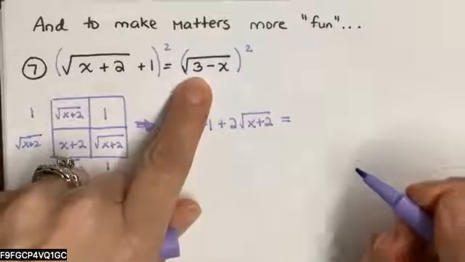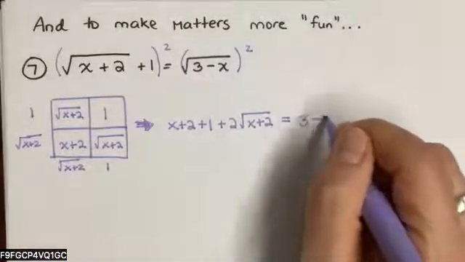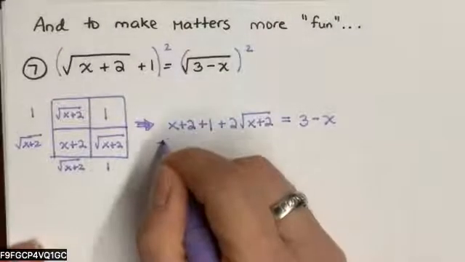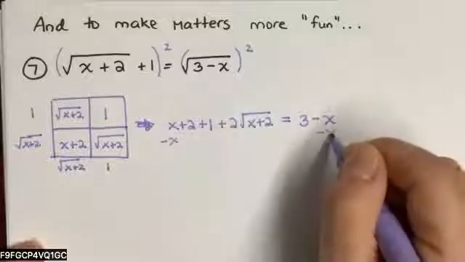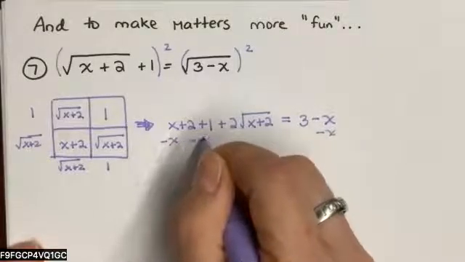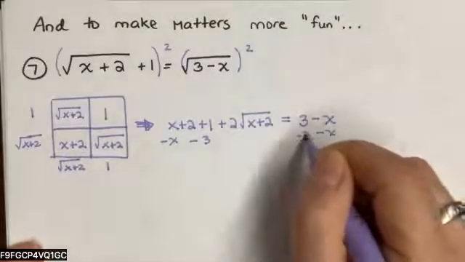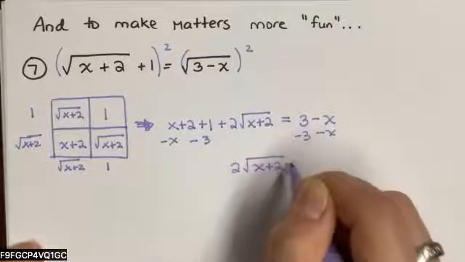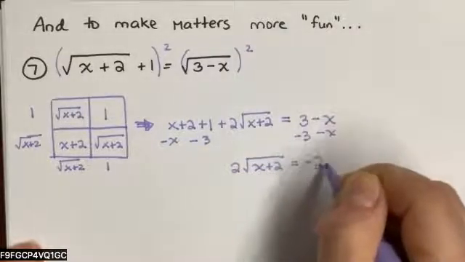On this side of the equation, thankfully, all that happens is I'm dumping out the 3 minus x. What this means is that now I've got to move everything over to the other side. I need to isolate the radical again. So I'm going to subtract this x. I'm going to subtract this 2 and this 1, so this 3. And I get 2 root x plus 2 equals negative 2x.